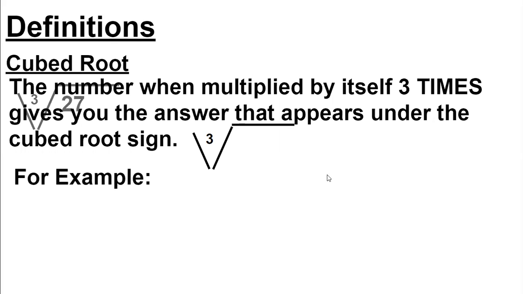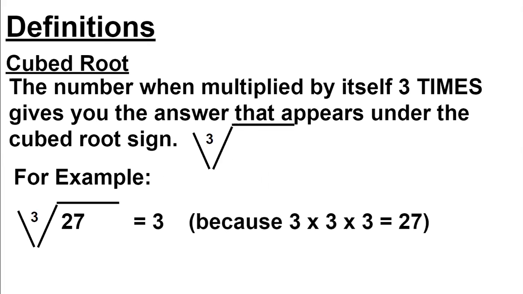So for example, the cube root of 27, what would that be? You have to think of a number multiplied by itself and multiplied by itself again to give you an answer of 27. You got to think backwards a little bit when you do cubed roots. Did you figure it out to be 3? Great, because we know that 3 times 3 times 3 equals 27.